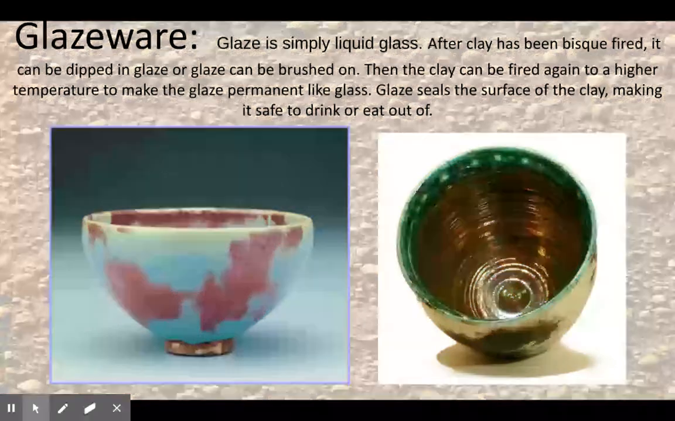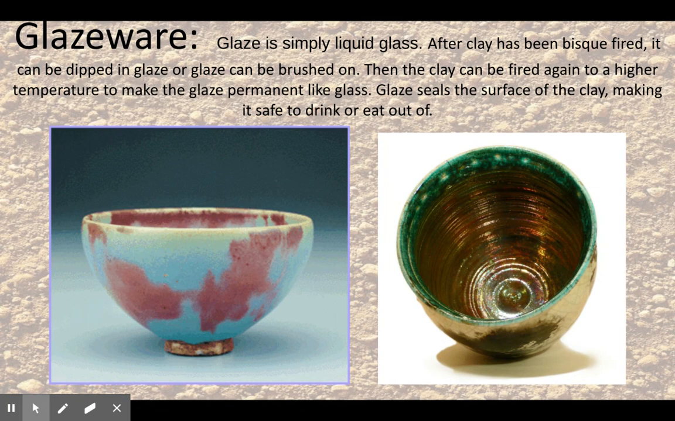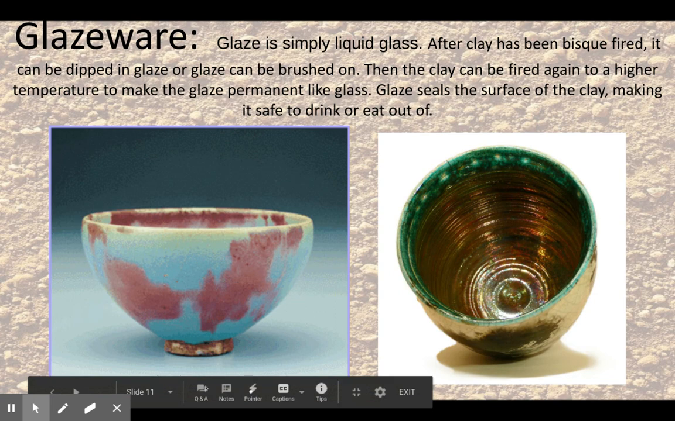Glaze is simply liquid glass. You can call a piece that has been glazed glazeware. After clay has been bisque fired, it can be dipped in glaze, or glaze can be brushed on with a paintbrush. And then the clay piece, which we now call ceramic, is fired again at a higher temperature to make the glaze permanent like glass. The glass seals the surface of the clay, making it safe to drink or eat out of.